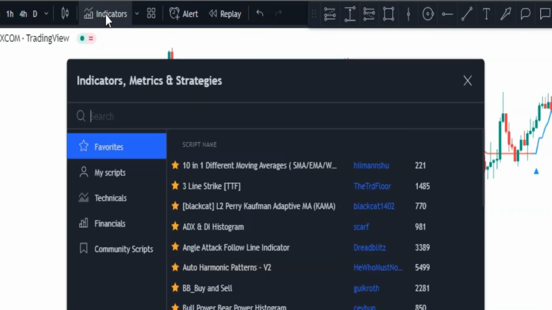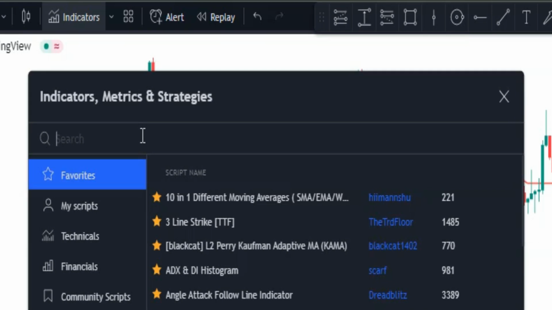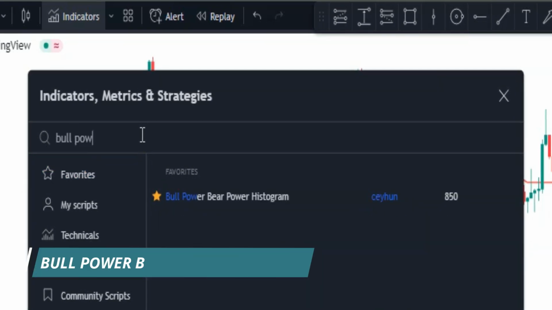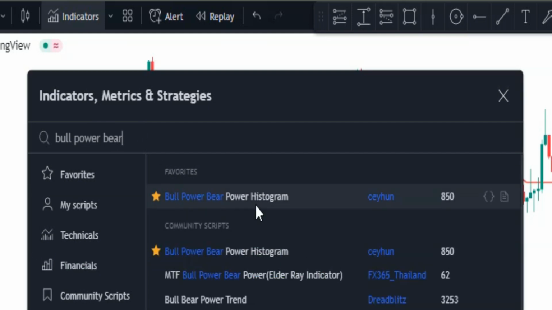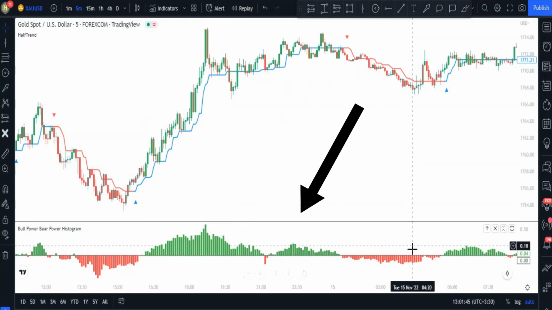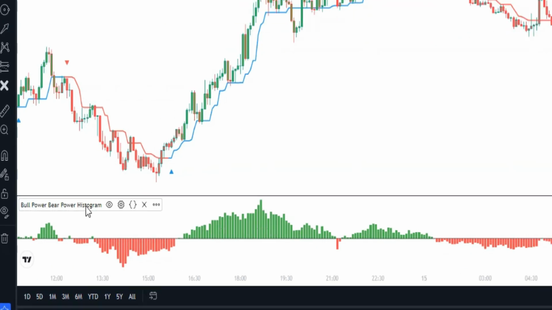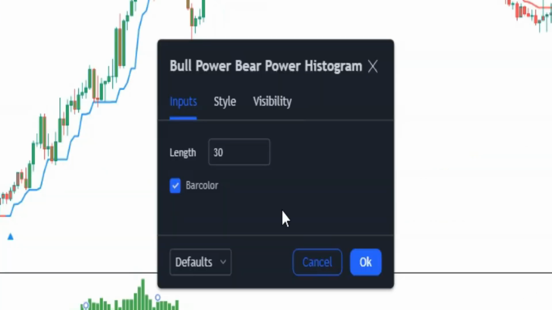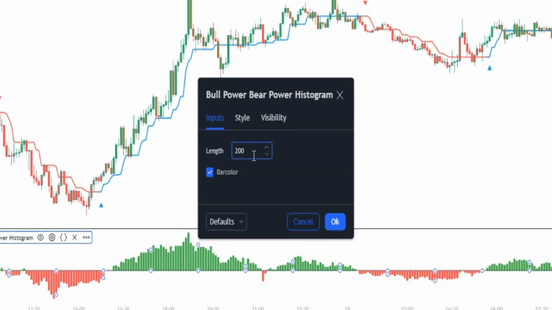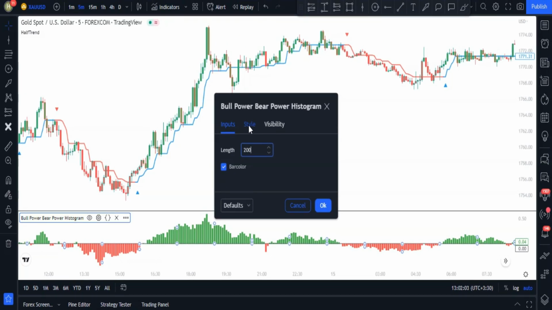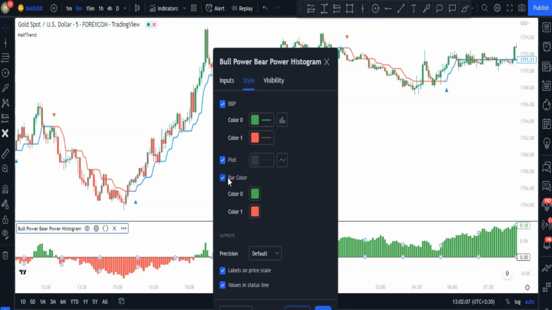Now let's install the next indicator. So we're going to be searching for bull power, bear power histogram. Click on this indicator and add it to the chart. That's how the indicator looks on the chart. Now we need to make also some minor adjustments to the second indicator. So access its settings and in the inputs menu, change the length to 200. Then in the style menu, disable bar color. So now our second indicator is ready.